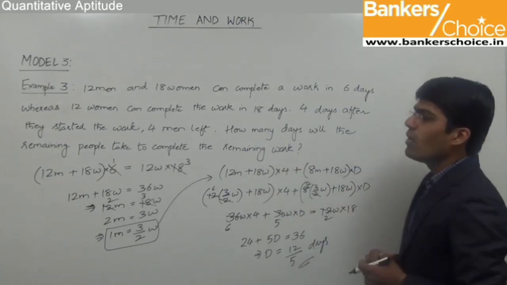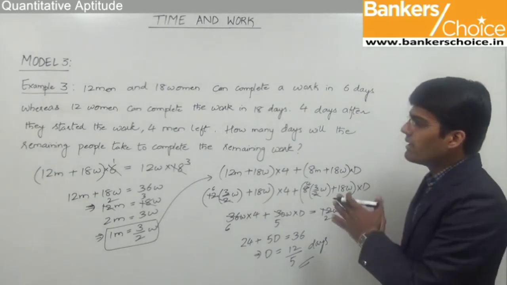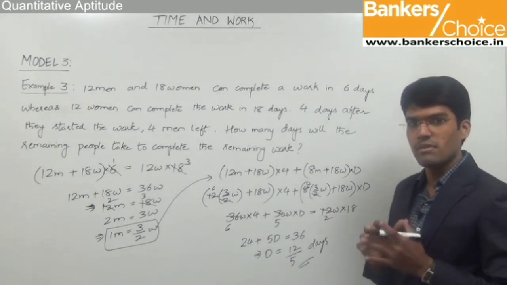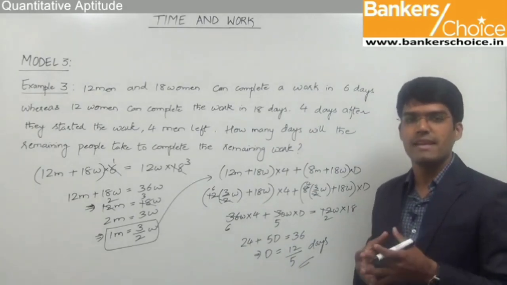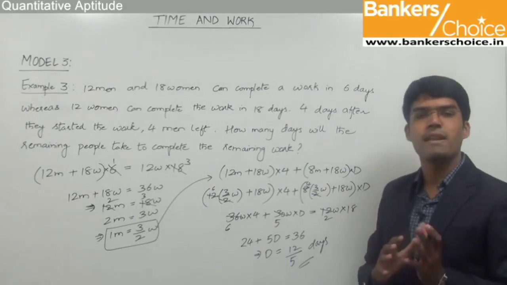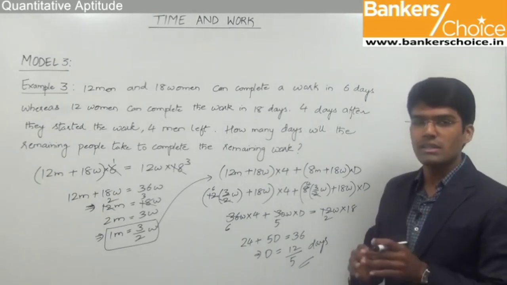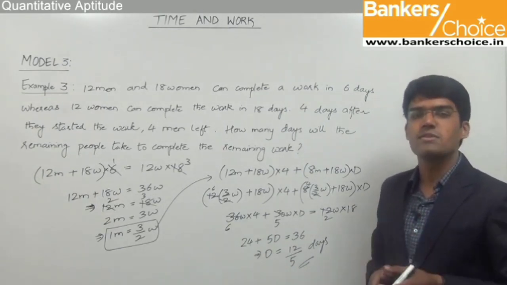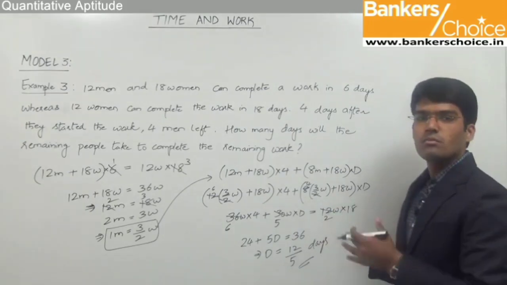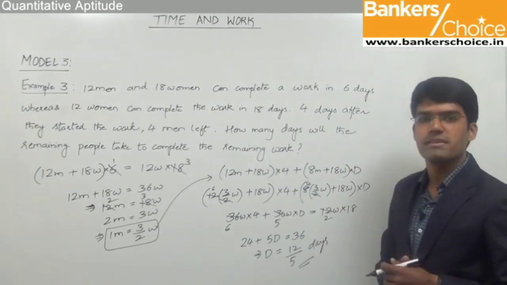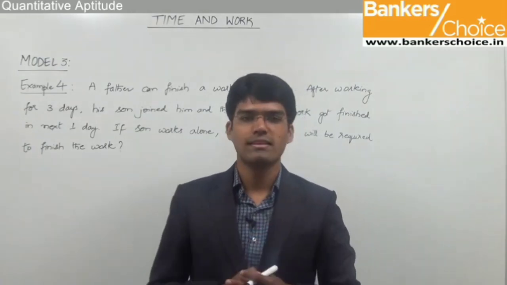So this is how we can use the concept of work in terms of persons into days to solve these type of questions. Remember friends, whenever we have a combination of different type of persons, like men and women working together or men, women and children working together, it is always better that we convert the complete work only in terms of men or women or children, and then balance the work on both the sides to find out the number of days required. Let us now discuss the fourth example from model 3.